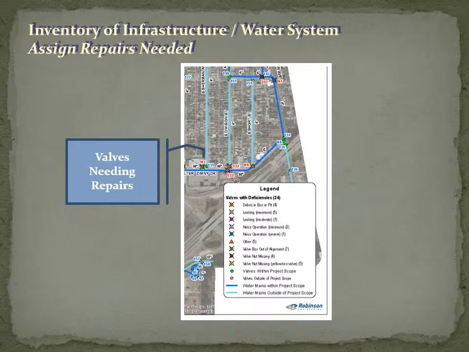The ability to visualize all the locations for structures needing repairs is a great planning tool when developing the 5-year plan. In this case, water valves needing various types of repairs are shown.